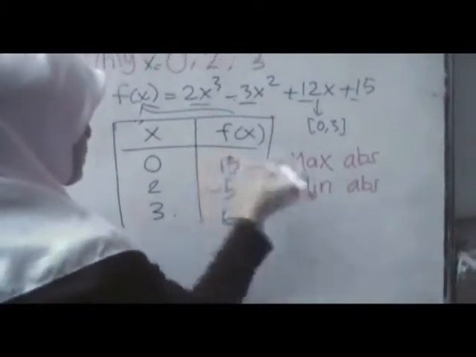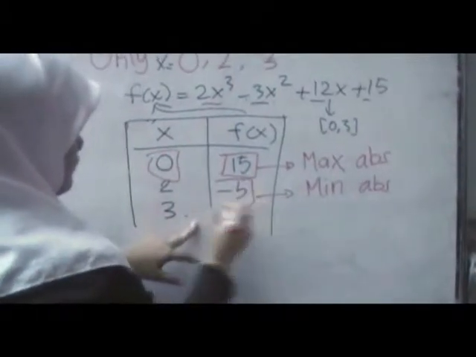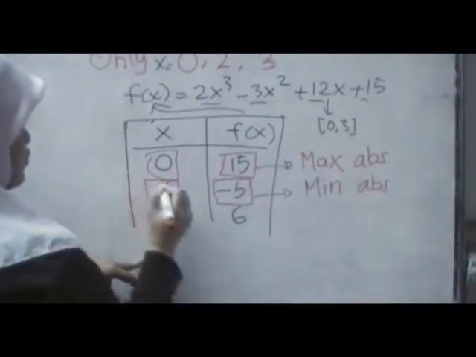It is the maximum because 15 at 0 is the highest, and the minimum is minus 5.